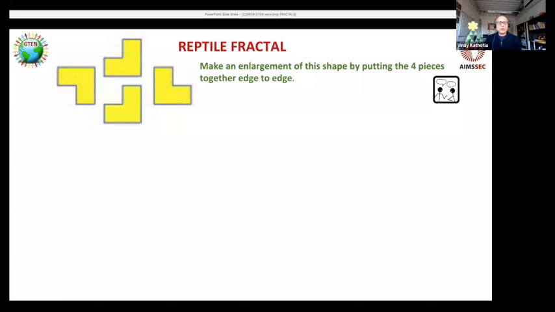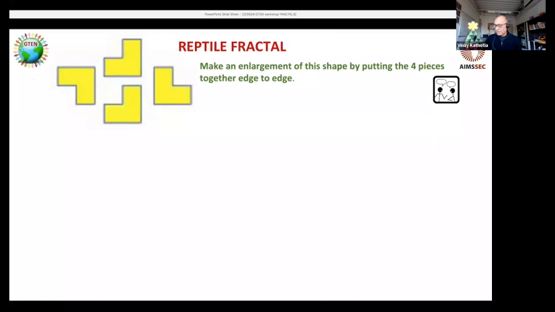We're just going to move to a different fractal, and there's a task there to consider, which is there are four L-shaped objects over there. They are all the same shape. You can think of them as being made up of three squares. And the question is, can you put them together to form the same shape, but a larger version of it? And we actually want you to do that.